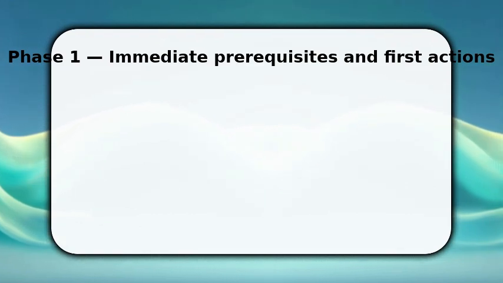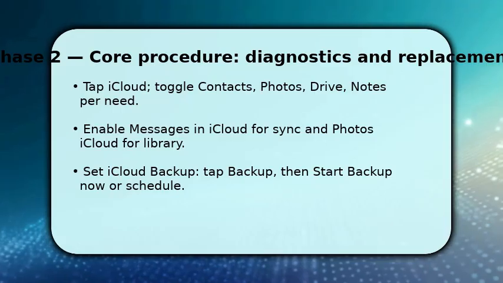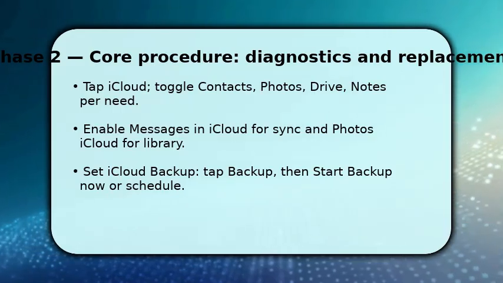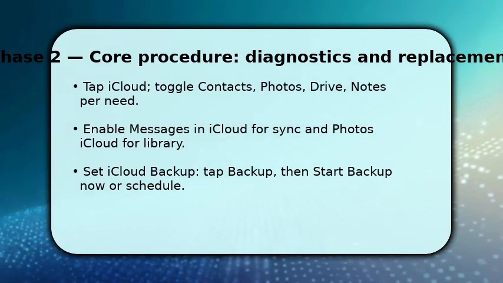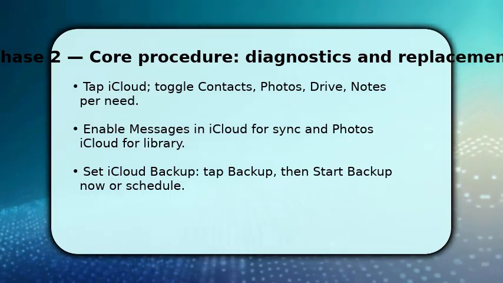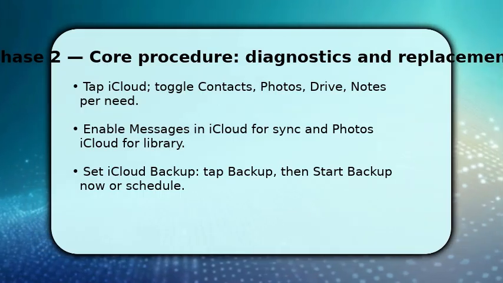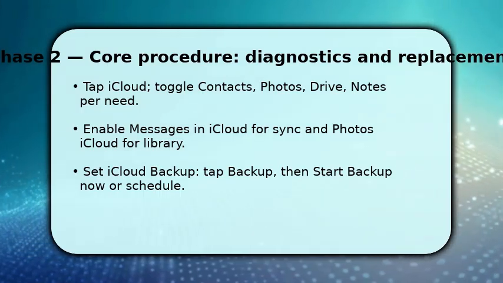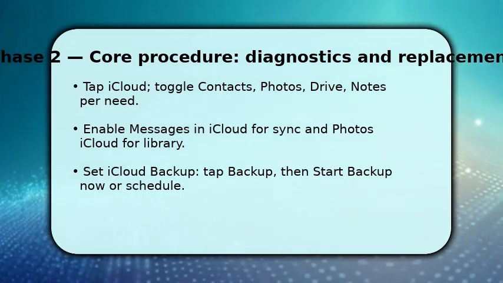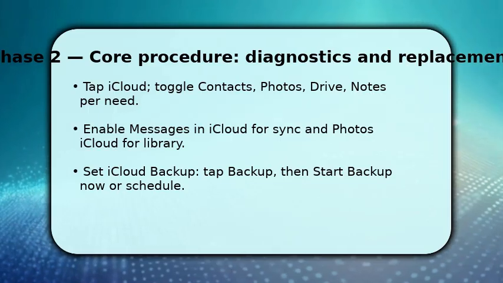Now you decide what to sync. In Settings, tap iCloud and go through the list. Toggle Contacts, Calendars, Photos, and Drive to match your workflow. For photos, enable iCloud Photos to keep originals in the cloud. This saves space but uses storage. For messages, turn on Messages in iCloud so conversations sync across devices.